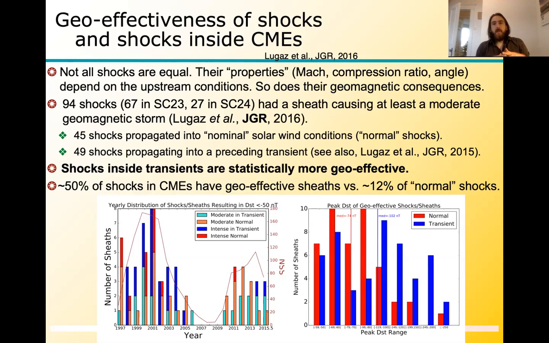we see that half of the total shocks which are effective are some of these. So clearly, shocks in that condition are statistically more likely to be effective, and quite so. In fact, about half of shocks inside a coronal mass ejection will lead to sheaths that are effective, versus about 10 to 15% of shocks in typical conditions.